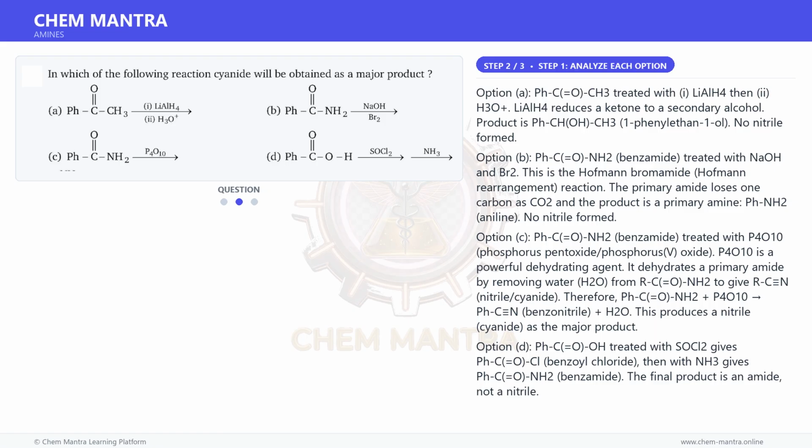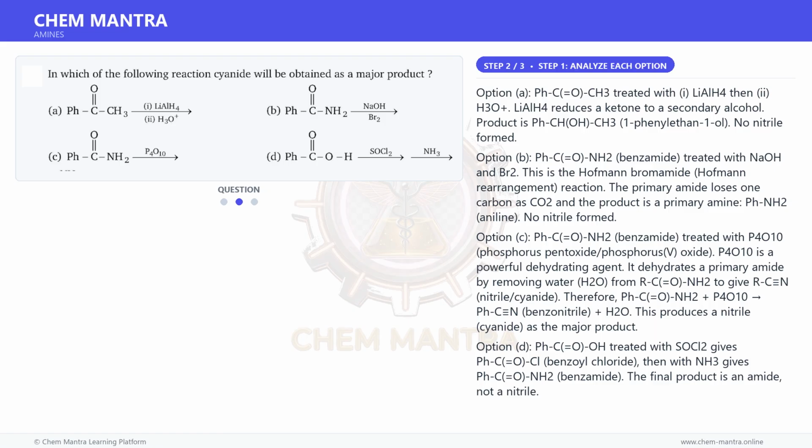This is the Hofmann rearrangement reaction. The primary amide loses one carbon as CO2 and the product is a primary amine, PhNH2, aniline. No nitrile formed. Option C, PhC=O, NH2, benzamide, treated with P4O10, phosphorus pentoxide, phosphorus V oxide.